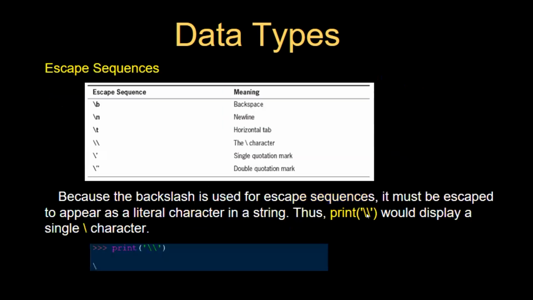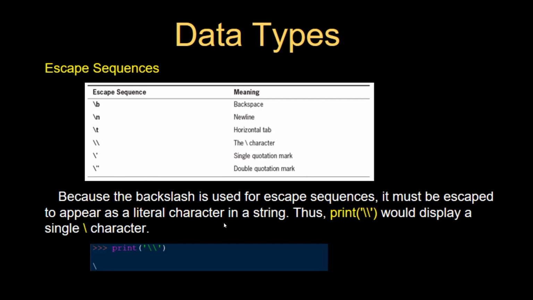So meron pang iba yan. So ito, for the backspace, we have the \b. For the new line, we have the \n, so meaning next line siya. Then for the \t, you have the horizontal tab. Then for the double backslash, that is the backslash character itself. Then you have the backslash quotation, or this is your single quotation mark. And for your double quotation, you have the backslash double quotation.